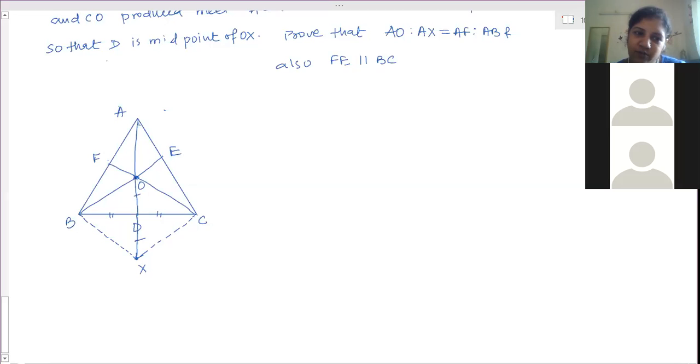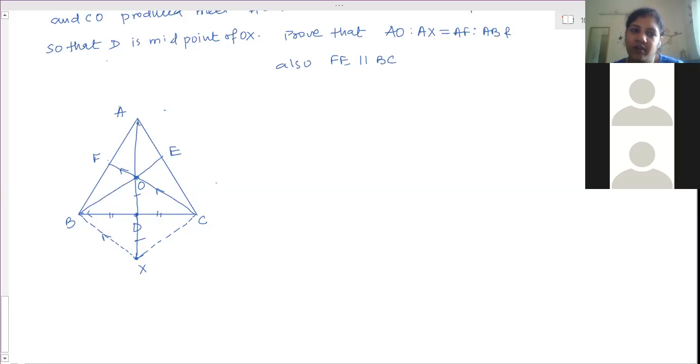BOCX, we have to prove it is a parallelogram because diagonals bisect each other at point D. OX and BC are bisected at point D. So therefore this is a parallelogram. In a parallelogram, opposite sides are parallel. So therefore BX is parallel to OC. OC is only produced to F. So therefore BX is parallel to FO.